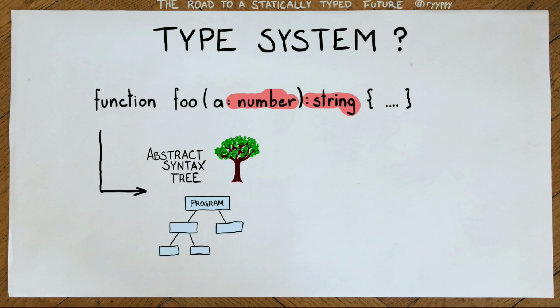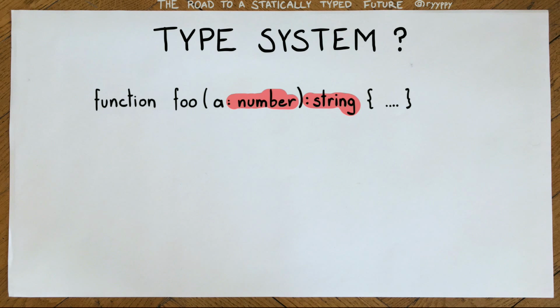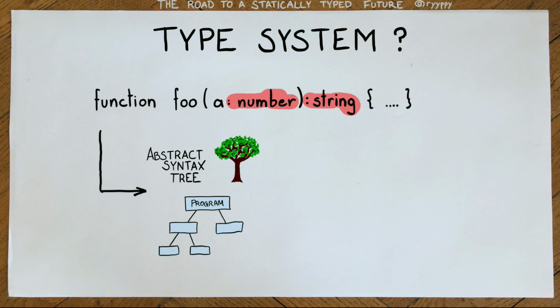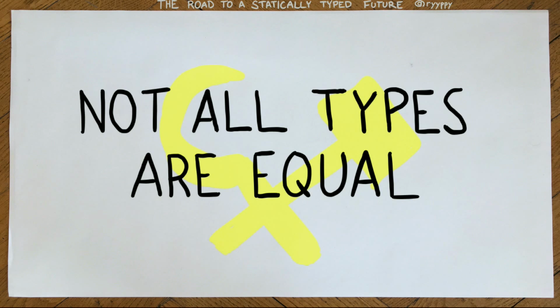And the most important part about a type system is the analysis. The analysis engine, the algorithm behind it, and that's the major difference between TypeScript and Flow when people were discussing what the difference actually is. Because not all types are equal.